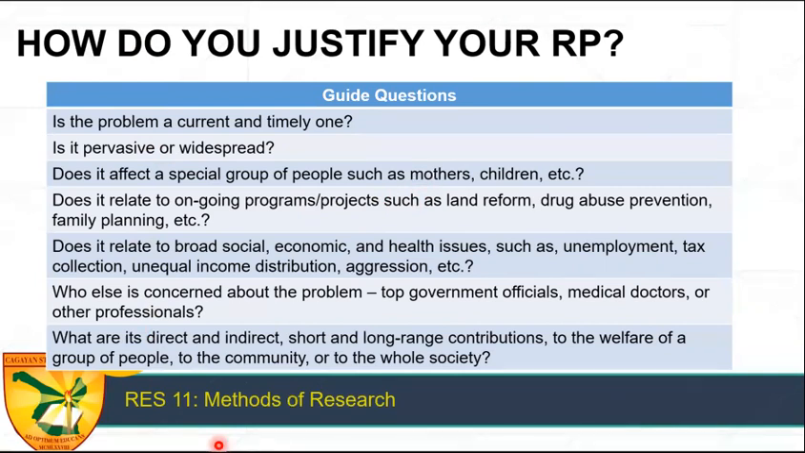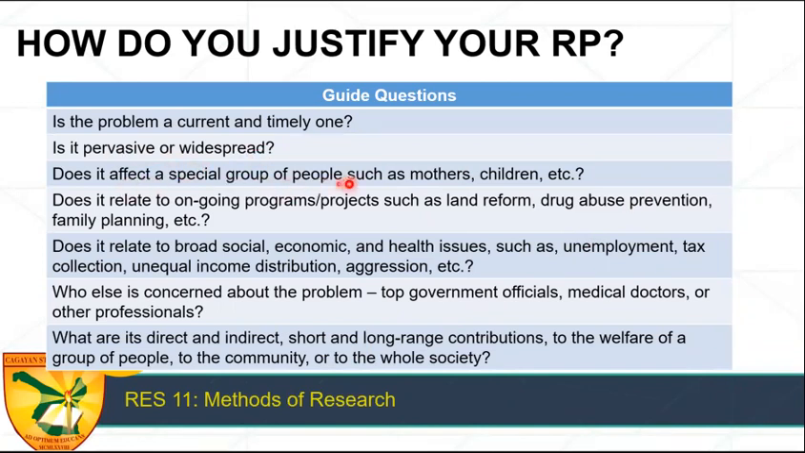So is the problem current and timely? Is it pervasive or widespread? I will have my own research problem justified. Is the problem current and timely? For me, yes. During the pandemic, it is current and timely. Is it pervasive or widespread? Yes, because students at that time are not in school and cannot do laboratory works.